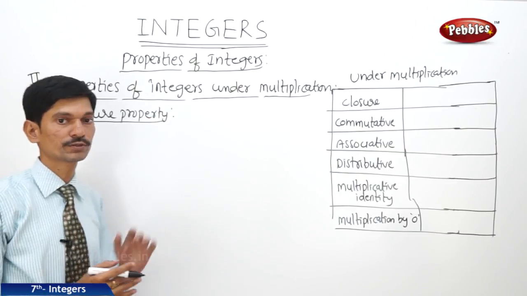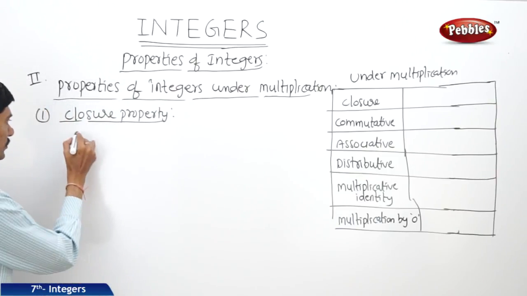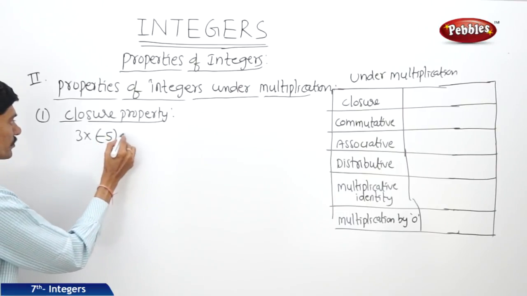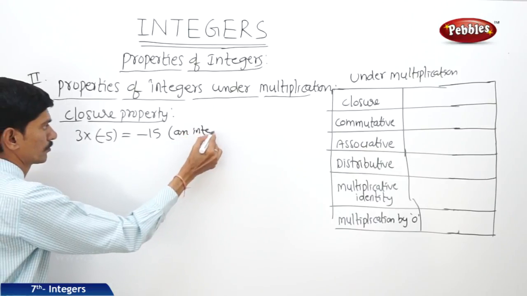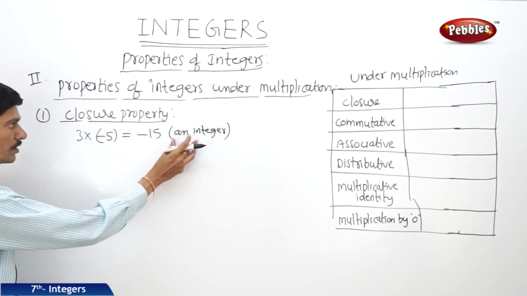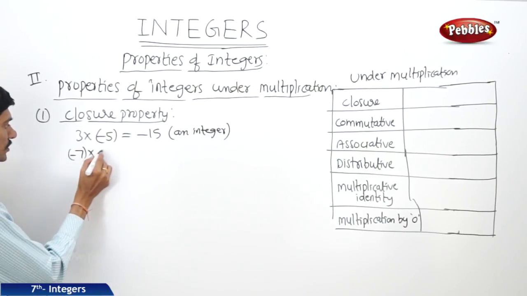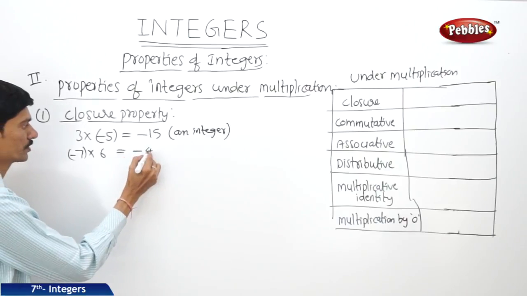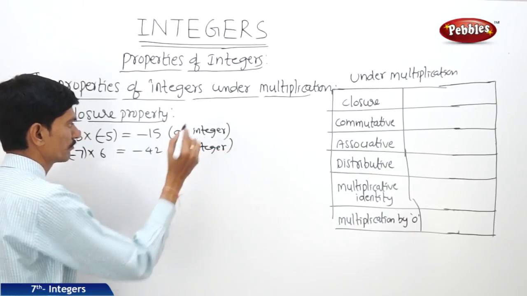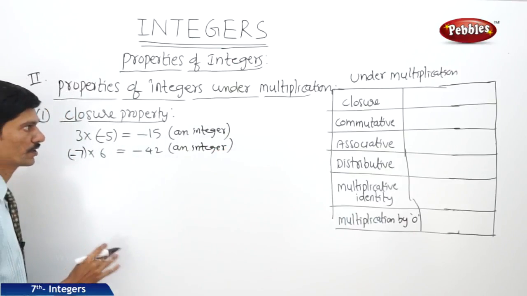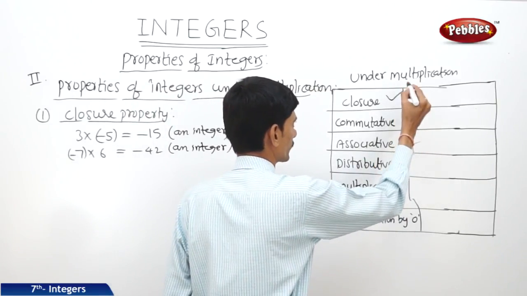So if you take any two integers, their product is also an integer. For example, 3 into minus 5 equals minus 15, which is an integer. If you take any other example, 7 into minus 6, their product minus 42 is also an integer. So integers follow the closure property under multiplication.